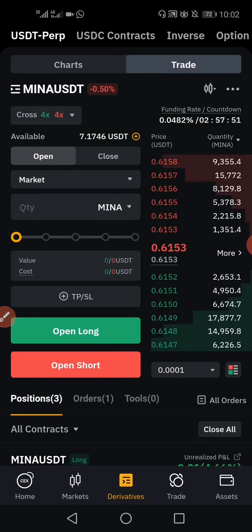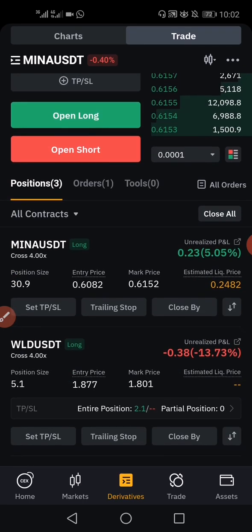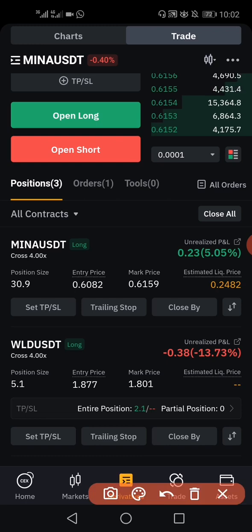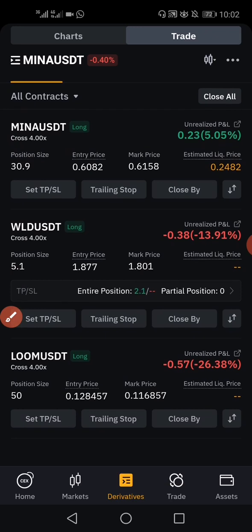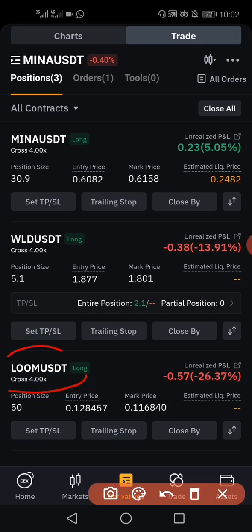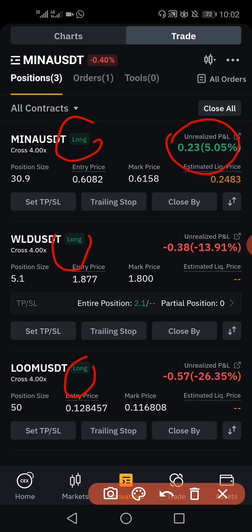I'm in some live trades now, and what I want to teach you is how to place a trade. You can see I'm on Mina, I'm on WLD, I'm on Loom. These three trades are on long. That means I buy, the price is going to go up. One of the trades is actually in my favor, I'm already making 5% of my money. This one is already down by 13%, this one is down by 26%.